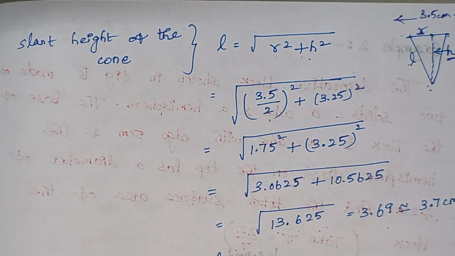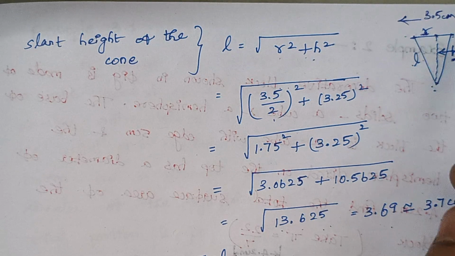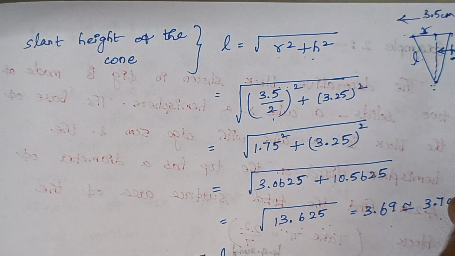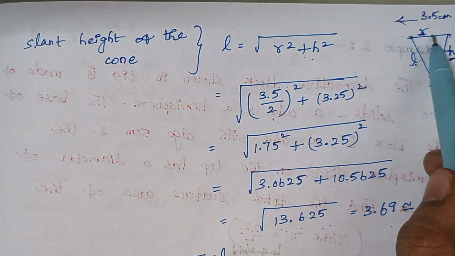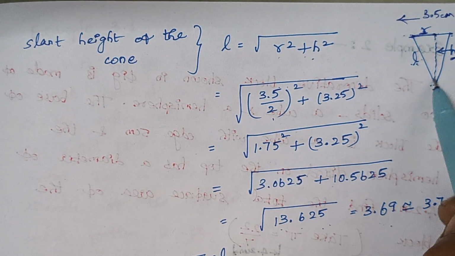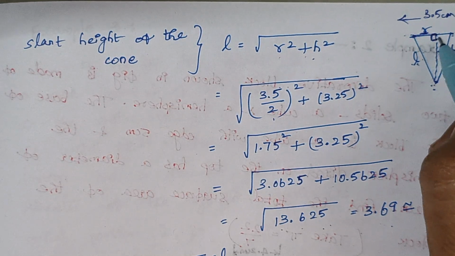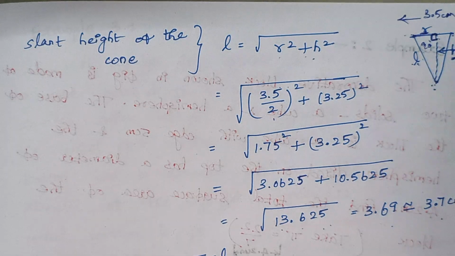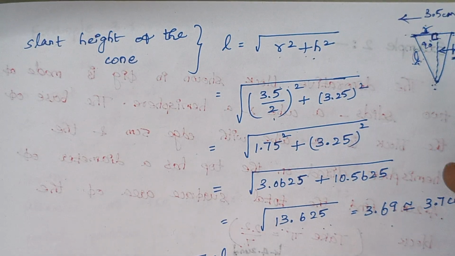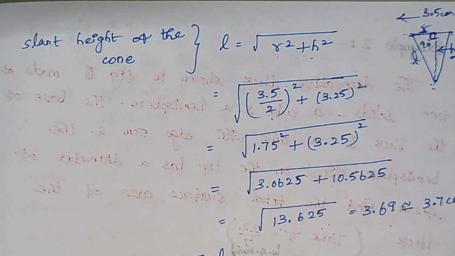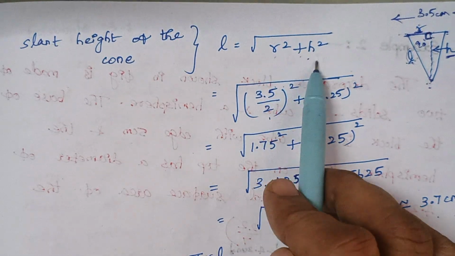So how to find the slant height of the cone? For this conical part, this length is known as the slant height, l. This l is nothing but the square root of r square plus h square, because you see they are perpendicular. It is exactly 90 degrees, right? By Pythagoras theorem, l square is equal to r square plus h square. So l is nothing but the square root of r square plus h square.